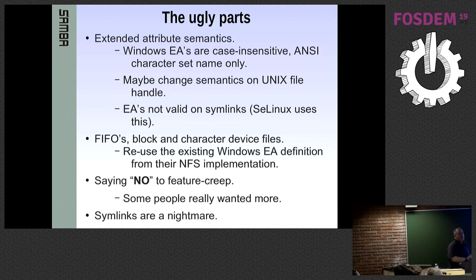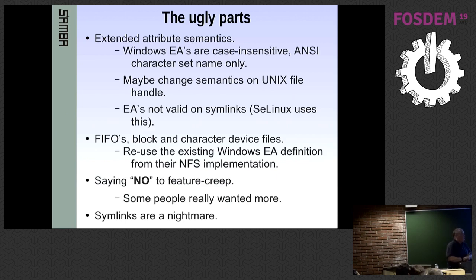The other thing is EAs on Windows and also on Samba are not valid on symbolic links. And the only issue is SELinux uses this. But being as the first thing that people do is usually turn off SELinux, I'm not terribly worried about that. Maybe we'll have to revisit that. For weird things like FIFOs, block and character device files, Windows already has a way of encoding those. They needed it for the NFS server. Just reuse it. So I'm doing that.